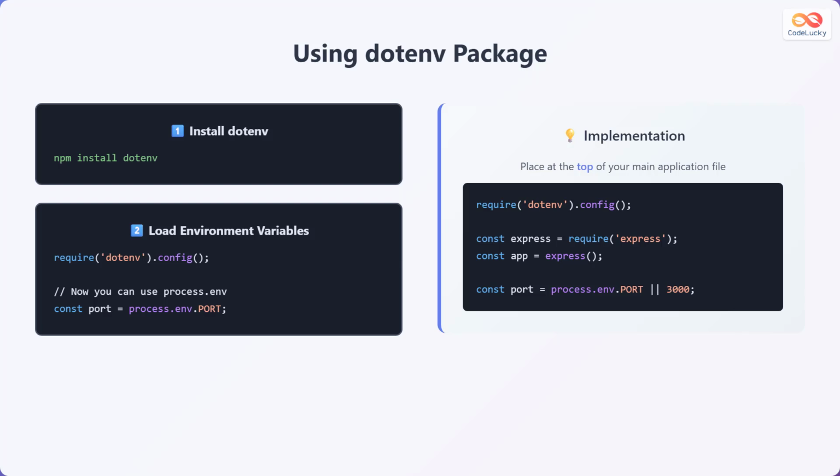For example, require('dotenv').config(). const express = require('express'). const app = express(). const port = process.env.PORT || 3000.